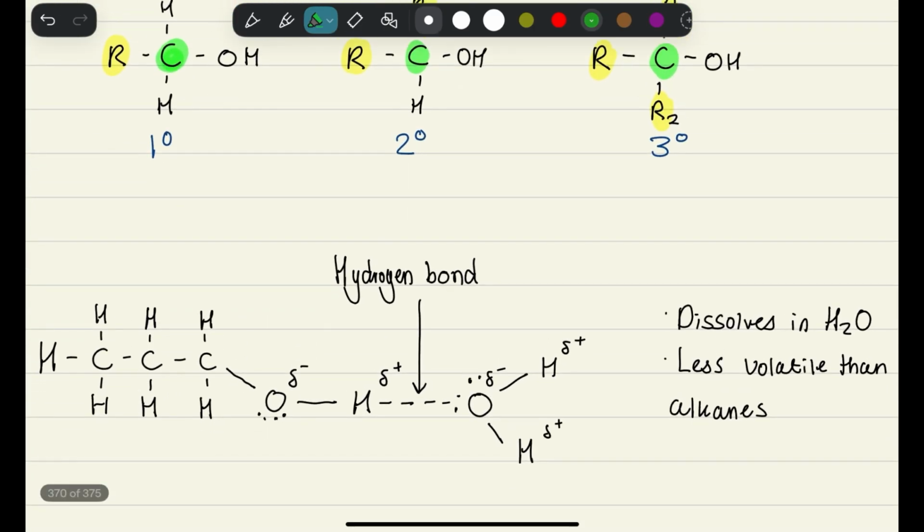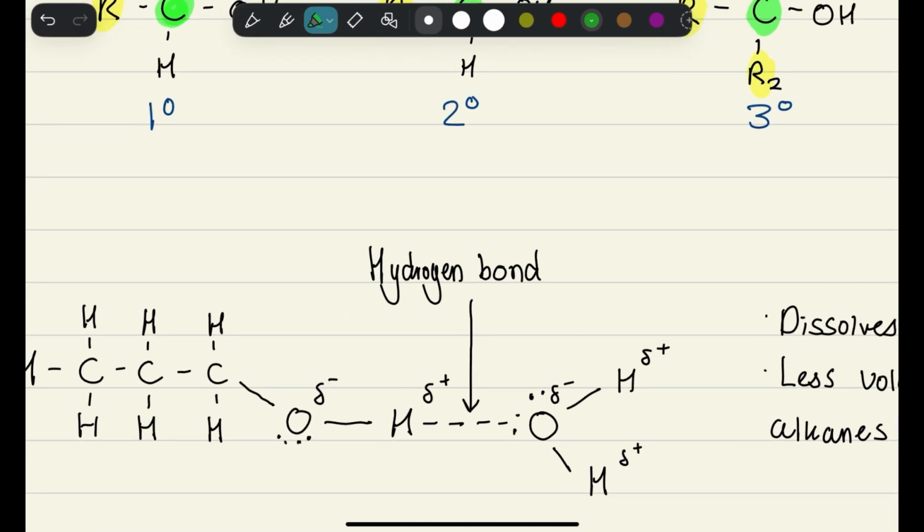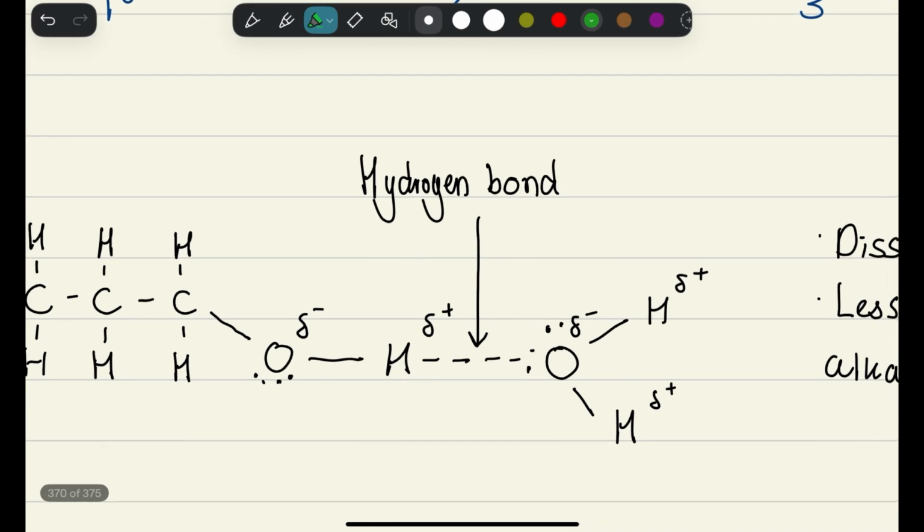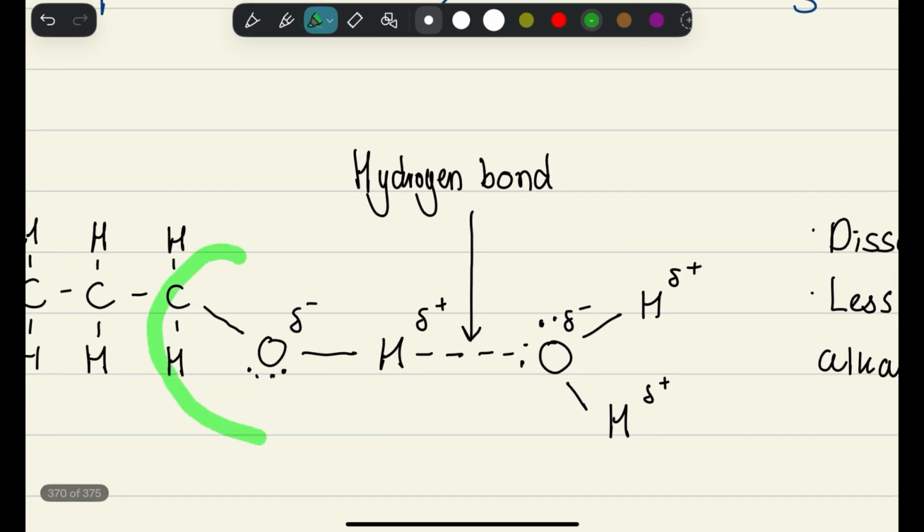Another thing that you need to be able to do is to draw the bonding. What we know is that alcohols can form hydrogen bonds, which we've covered earlier in the specification. So when you draw this out, you need to exaggerate this bond here. I'll highlight it like this. You need to exaggerate this bond here. And the reason you do that is just to make your drawing easier.